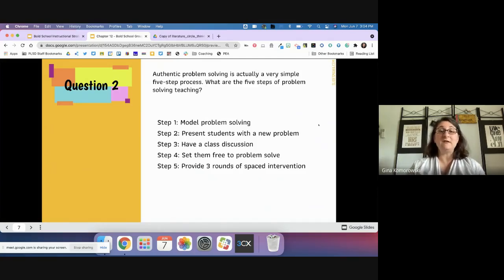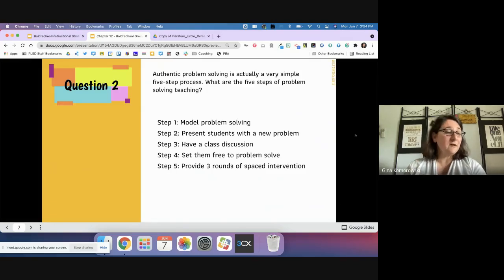Once you've modeled the thinking process, you want to present students with a new problem. It should be similar to the problem you just modeled for them, but not so similar that they can replicate the steps immediately and come to an answer incredibly quickly. You want them to struggle a little bit with the process itself.